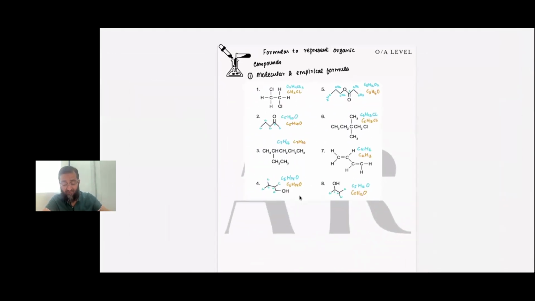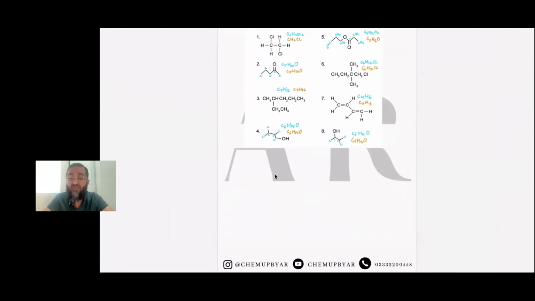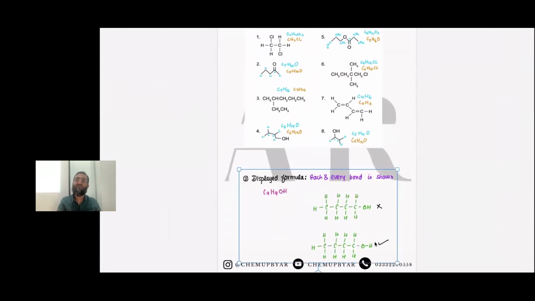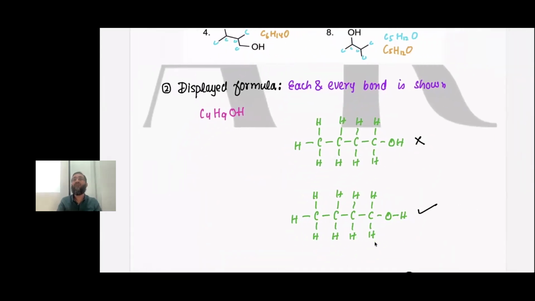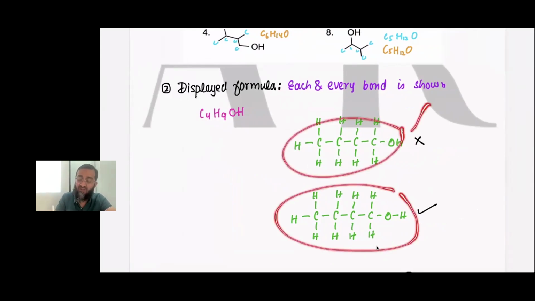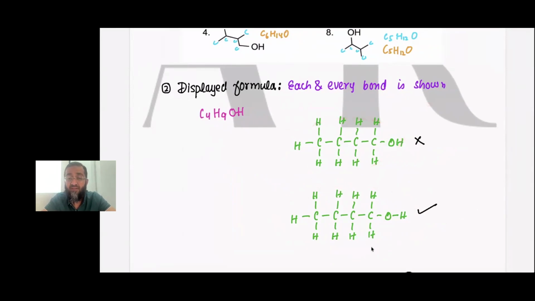Now the next step that we will be discussing is the displayed formula. Displayed formulas are the ones in which each and every bond is shown. You guys usually make mistakes with the alcohols. Students make the whole formula displayed, but forget to show the bond between O and H, and that's why they lose marks. O and H also have a bond between them. If they are asking for displayed, this is the correct displayed, this is not displayed.